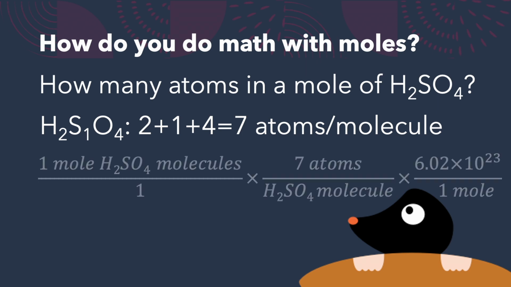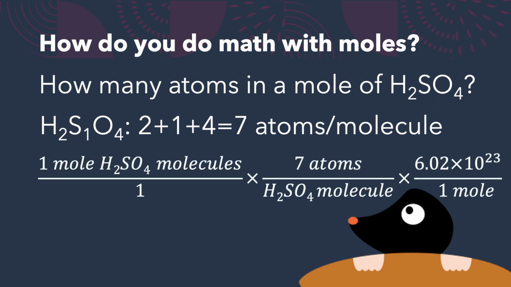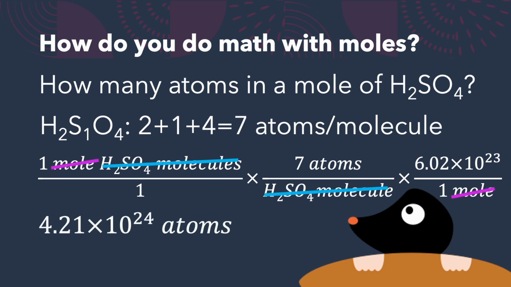So take those 7 moles and multiply it just like we did for 12 over a dozen, but this time it's 6.02 times 10 to the 23rd over 1 mole. You'll get 4.21 times 10 to the 24th atoms as your answer.